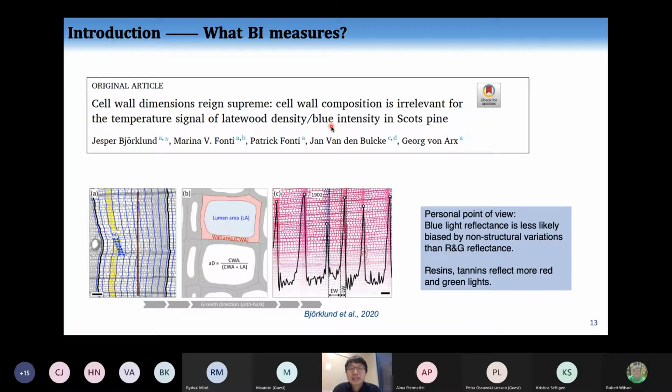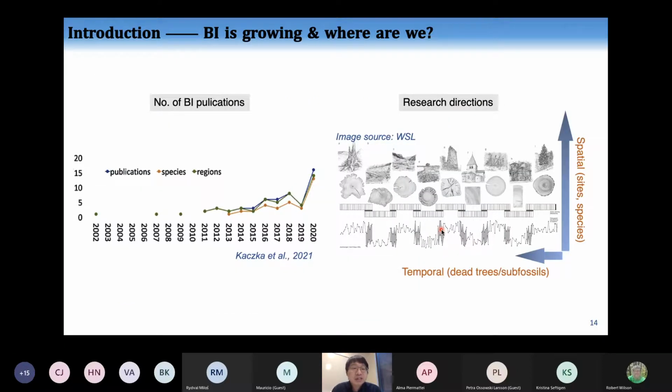But as a wood scientist in the past, I believe that blue intensity is still better than red or green intensity because blue light reflectance is less likely biased by non-structural variations, because some substances such as resins and tannins reflect more red and green lights. In recent years, there is a growing number of blue intensity publications, in particular since 2014.